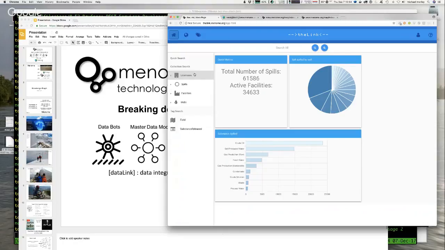Something else that industry has asked us for is they really want to start mining insight out of their building information models.